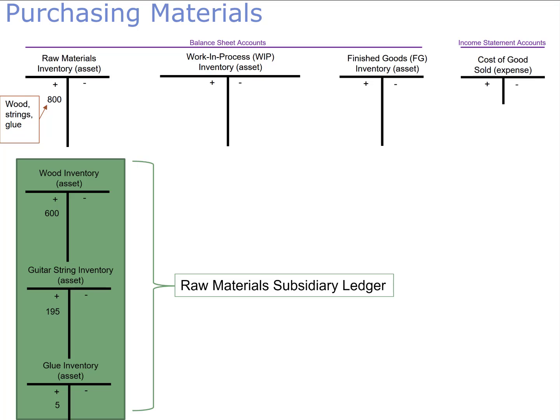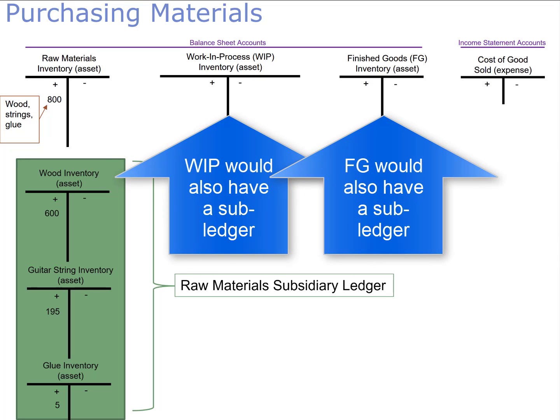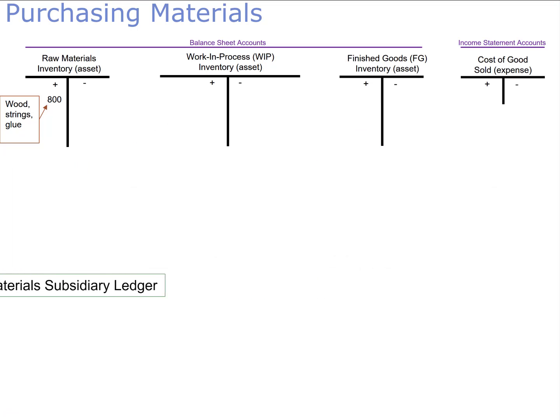So going back to our T accounts, remember that the raw materials inventory account has a raw materials subsidiary ledger showing how much of each material we have. Other accounts with subsidiary ledgers include work in process and finished goods, but we don't have room to show them all, so we will leave them off of our workflow slides.